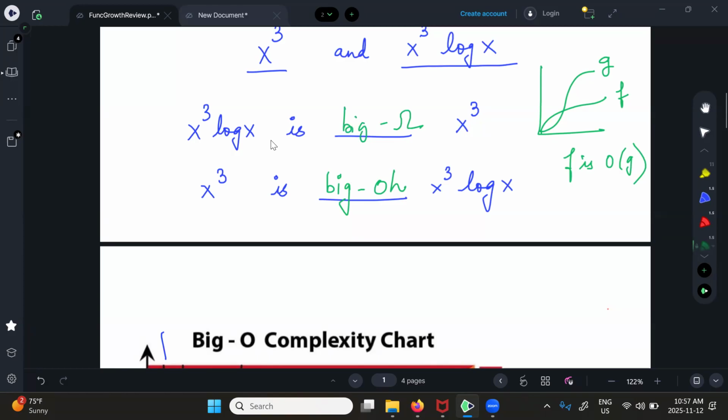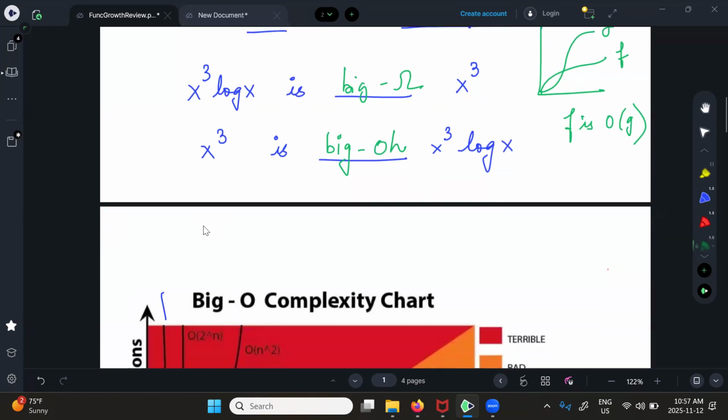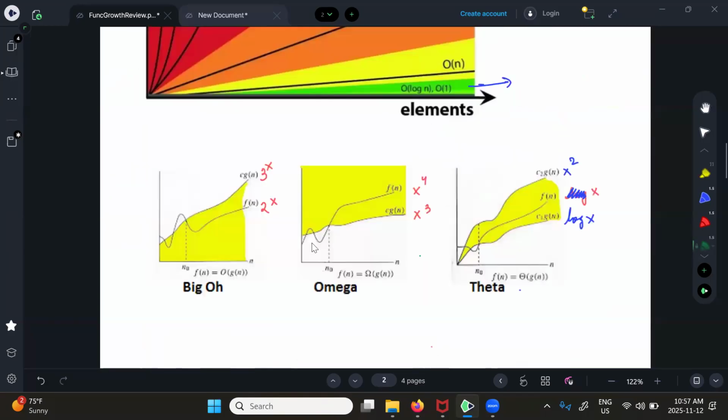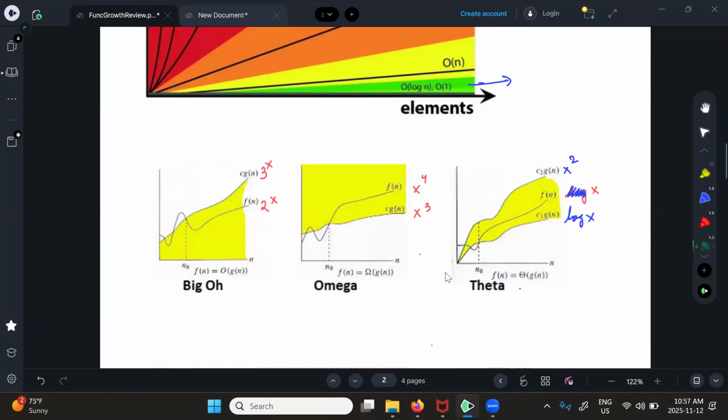you see the difference? I will post all these notes on Canvas, but these graphs matter. If you reverse the function, the big O, big omega definitions change. Now I wish there was something to memorize this, but unfortunately there isn't.